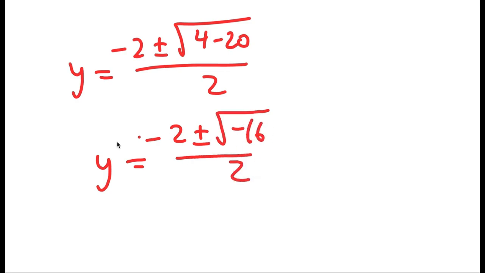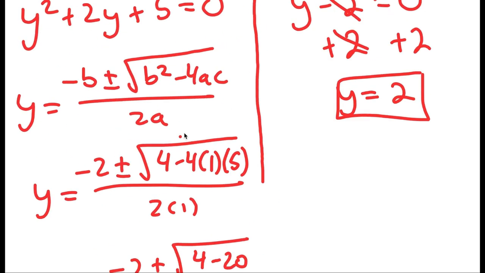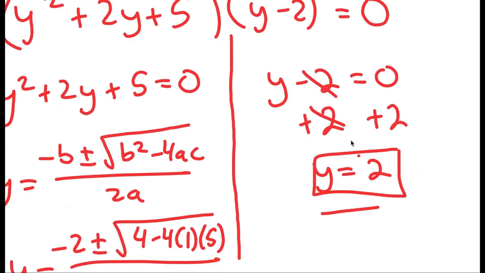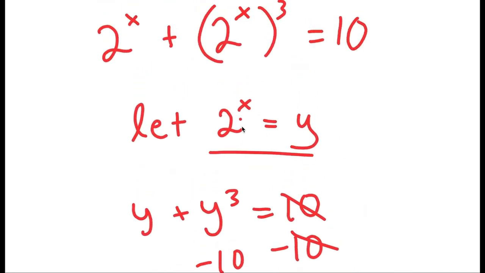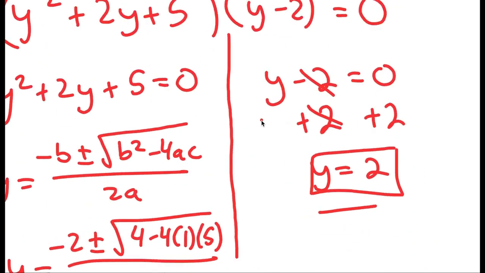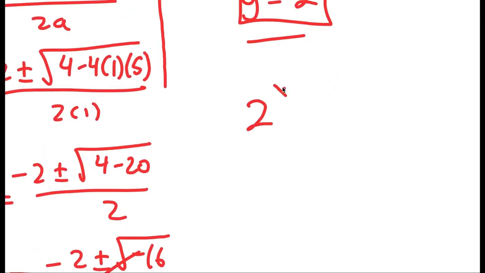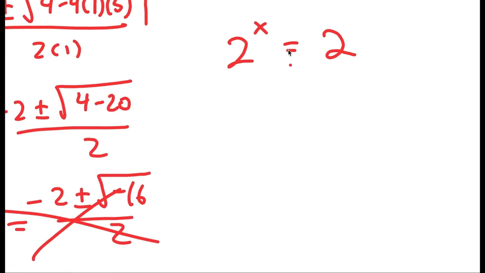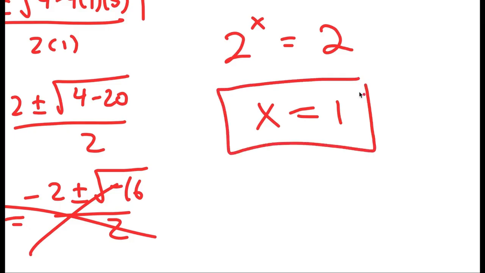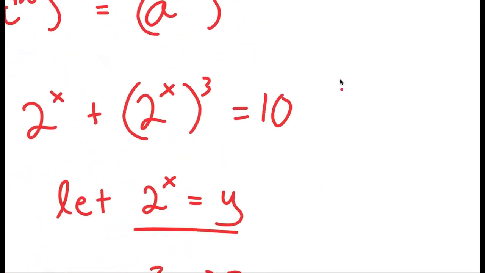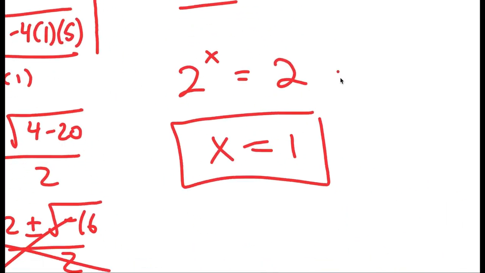And because we have the square root of a negative number, we cannot use the solution of y, meaning we can only use y equals 2 as a solution. And remember, we're solving for x, not y. And we let 2 to the power of x equal to y. So I have 2 to the power of x is equal to 2. And the only solution to this would be x equals 1, because 2 to the power of 1 is equal to itself. So x equals 1 is my solution to this equation.